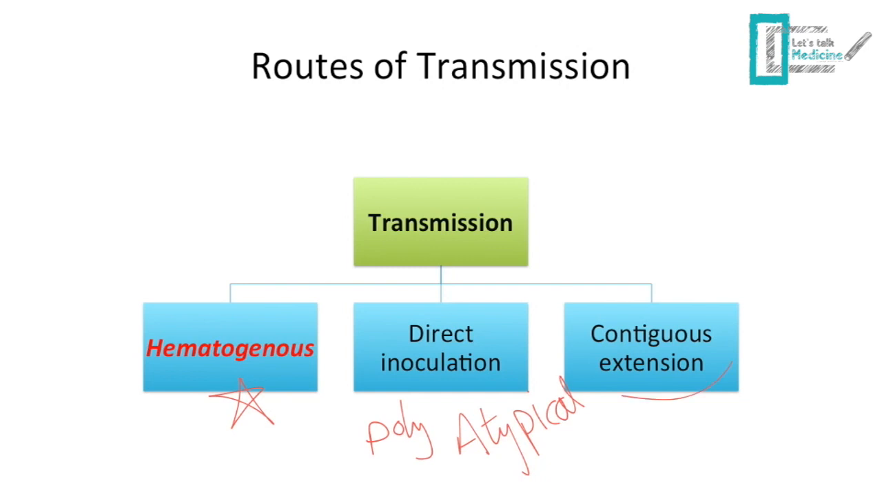We have finally the contiguous extension. This is the rarest way of transmission of the organism, and you usually see it with osteomyelitis. So osteomyelitis can have a complication of septic arthritis as an extension of that infection.